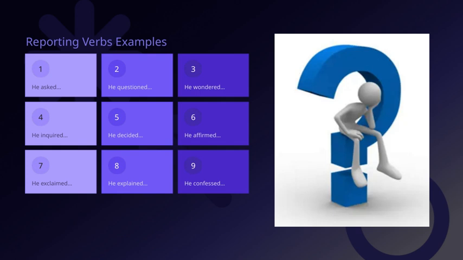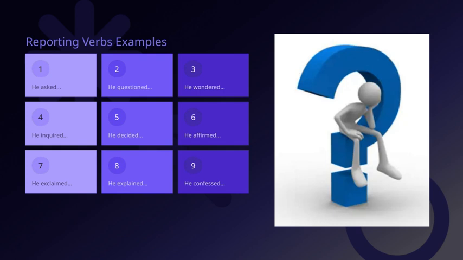He wondered introduces a sense of curiosity or doubt. It's like asking a question internally or pondering something. Now notice the numbers on the slide. These are just to help us organize the examples. For instance, he exclaimed shows strong emotion or surprise, often with a sense of excitement. He decided indicates a conclusion or choice made after some thought.